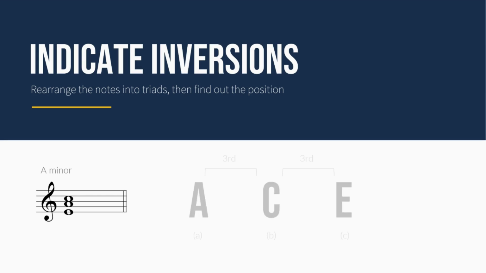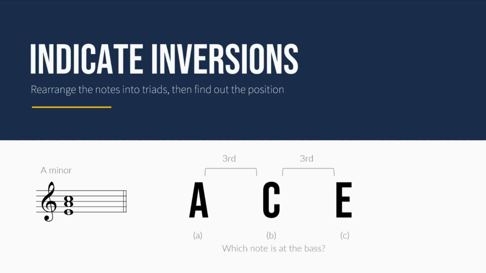Let's rearrange them to A, C, and E. Now they are definitely in thirds. A to C is a third apart, C to E is also a third apart. Great, now we have found our root, the A note. That means this will be a tonic chord.